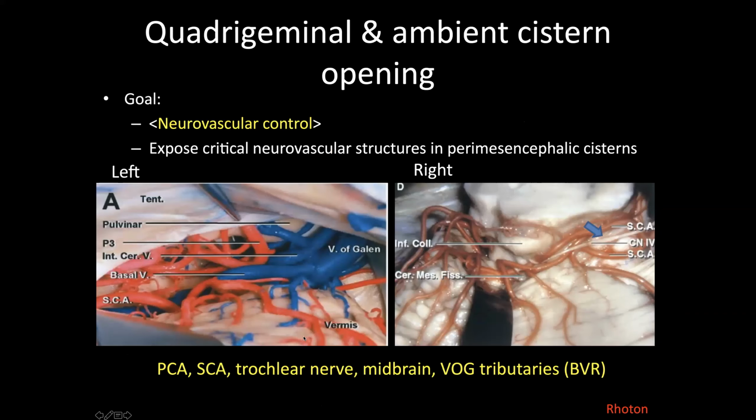So once you perform your supracerebellar dissection and extend towards the quadrigeminal ambient cistern, you're going to want to expose these spaces. The goal of this step in exposing the perimesencephalic cistern is to obtain your neurovascular control. Prior to opening the tentorium, you're going to want to identify the midbrain, the PCA, the SCA, the tributaries to the vein of Galen, and most importantly, the trochlear nerve.